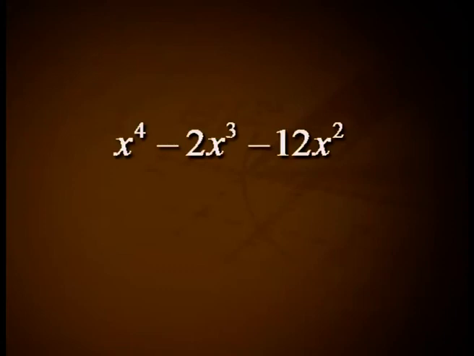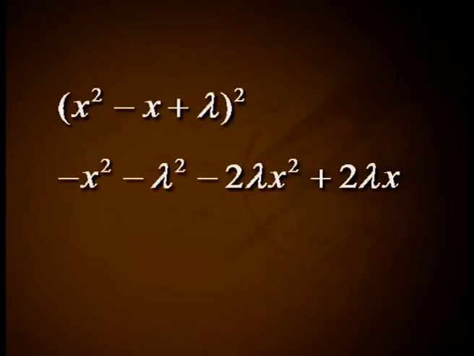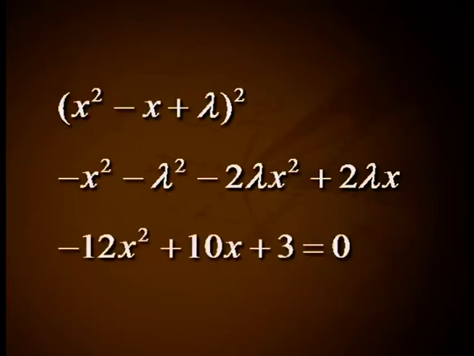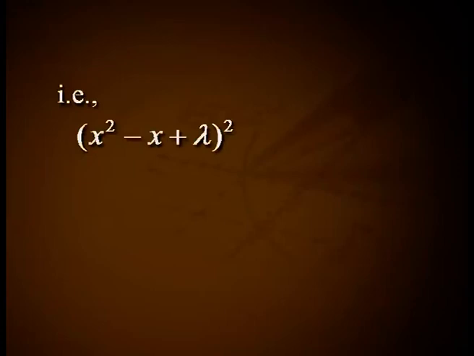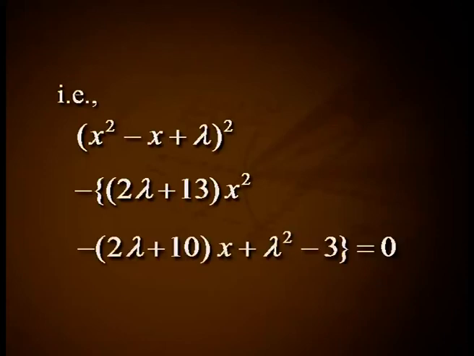Example 5. Solve x⁴ − 2x³ − 12x² + 10x + 3 = 0. Solution. We write the given equation as (x² − x + lambda)² − x² − lambda² − 2 lambda x² + 2 lambda x − 12x² + 10x + 3 = 0. That is, (x² − x + lambda)² − [(2 lambda + 13)x² − (2 lambda + 10)x + lambda² − 3] = 0.